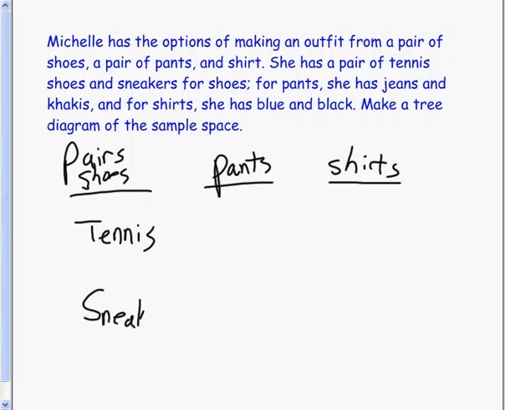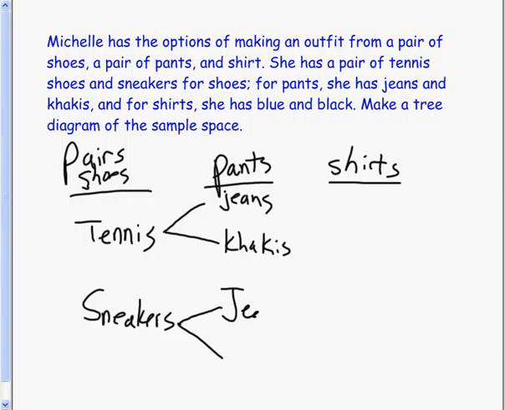Again, spacing is pretty nice because I'm going to have to split twice. For pants, she has jeans and khakis. So I'm going to have 2 branches for my tennis shoes for both jeans and khakis. I'm also going to have those options where sneakers, so I'll have to write those again, both jeans and khakis. Lastly, for shirts, Michelle has both blue and black options. So we've got blue and black.